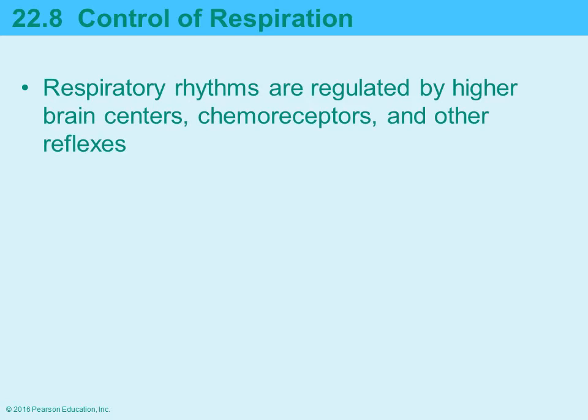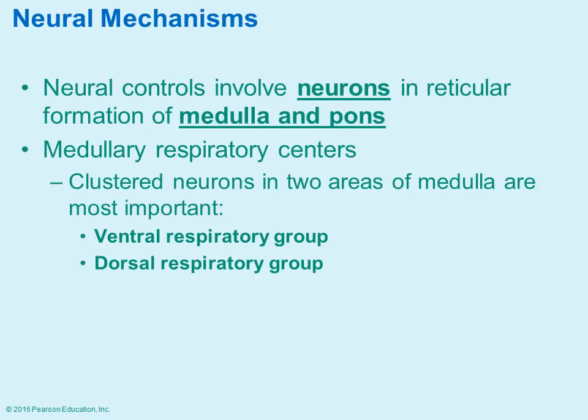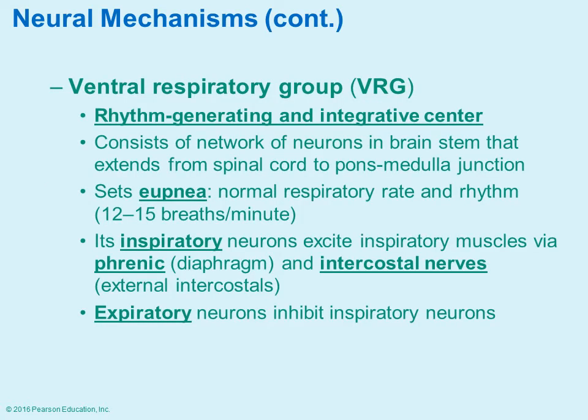How do you control the rate of respiration? It's going to be controlled by different centers in the brain, other reflexes, and there are receptors throughout the body that are picking up changes. In terms of the neural mechanisms, it's typically the medulla and the pons that help to control the respiratory rate. The normal respiratory rate and rhythm is about 12 to 15 breaths per minute.